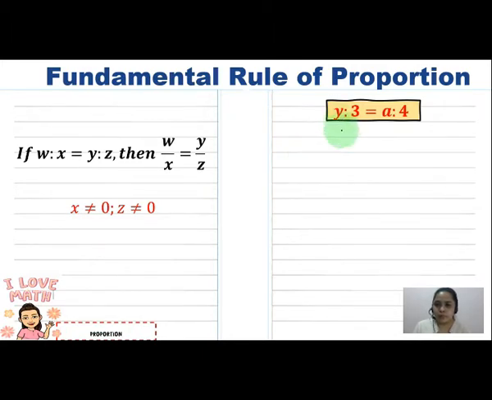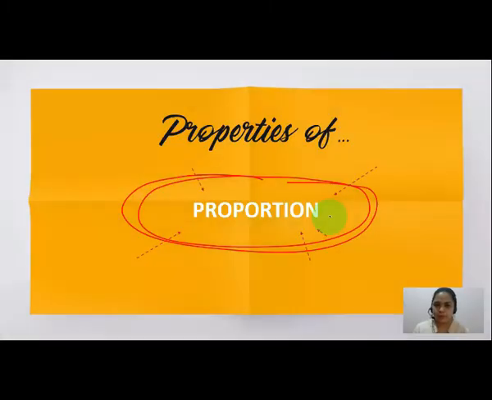So, kung itong given natin na Y is to 3, pwede natin siyang isulat as Y over 3 equals A over 4. So, writing the proportion into fraction form will not affect its value. So, yun yung sa may fundamental rule of proportion. So, let's have the properties of proportion naman. So, what are the properties of proportion? So, isa-isahin natin.